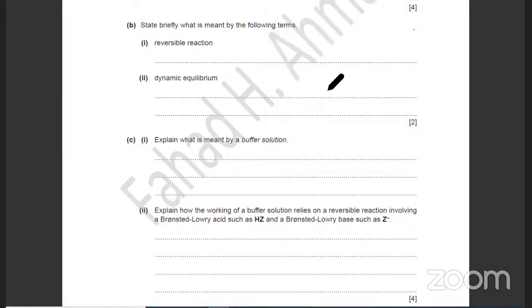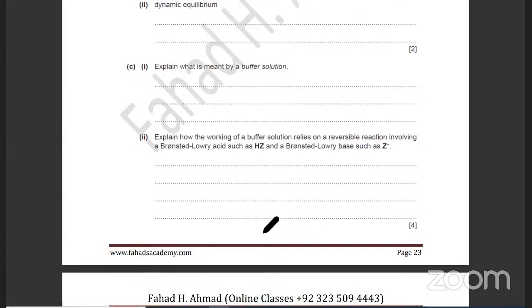Now they're saying there's a buffer. Remember, a buffer solution is made from a weak acid and its conjugate base. I'll just use HA, or rather let's use an actual acid. Let's say I have ethanoic acid, and that is in equilibrium with its conjugate base. So let's say I have this reaction.